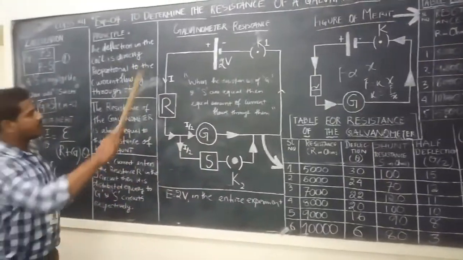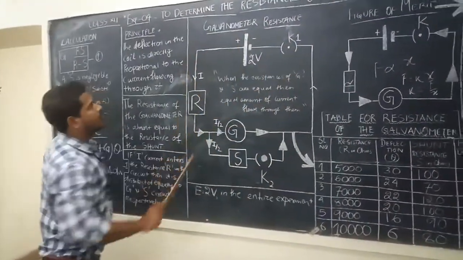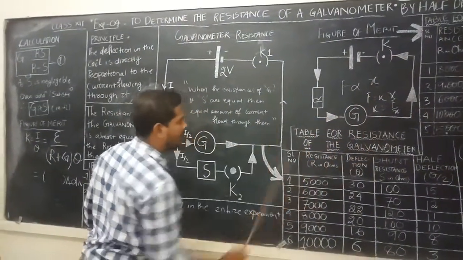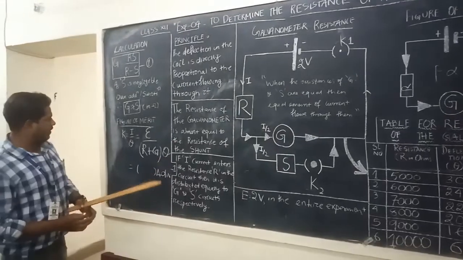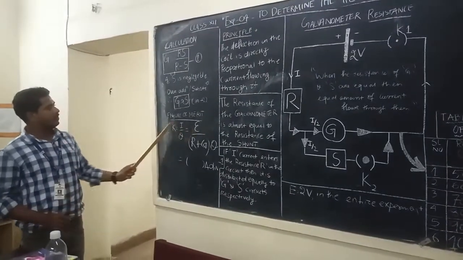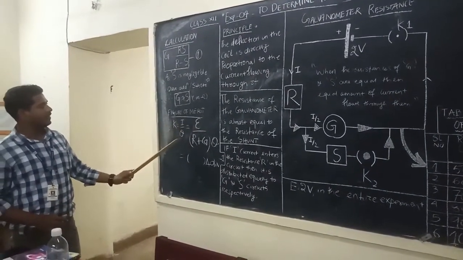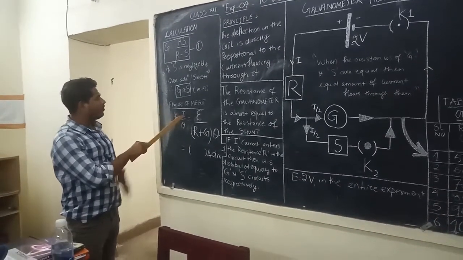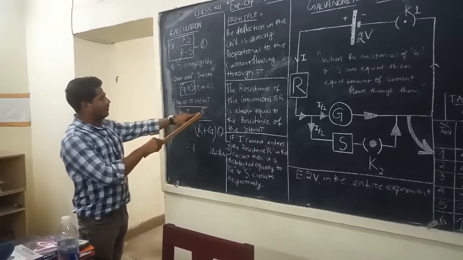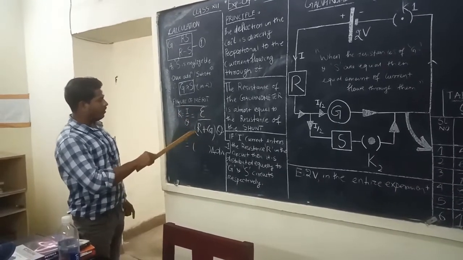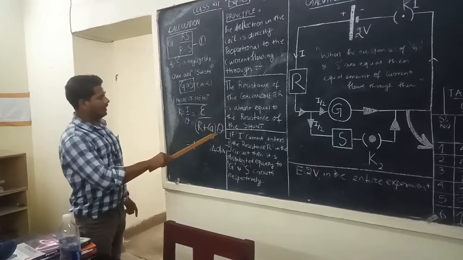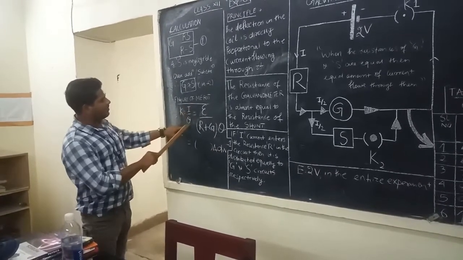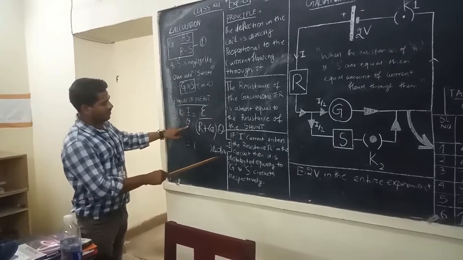And this is the circuit diagram for the galvanometer resistance, and this is the circuit diagram for the figure of merit. And finally, the figure of merit calculation formula is K equal to current by theta. Theta is your deflection. So we will substitute I as EMF E by R plus G whole into theta. And the unit will be ampere per division. This is current and this is division, so ampere division inverse.